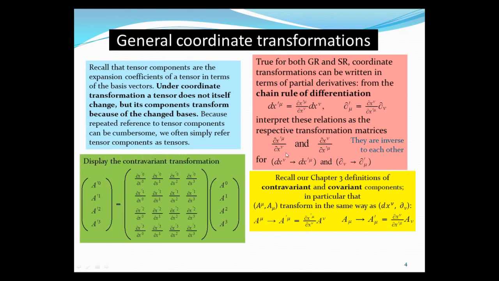And we also said we can explicitly write out the transformation matrix with elements being partial derivatives. Here's an example of a covariant component transformation to the primes, with the partial derivatives.